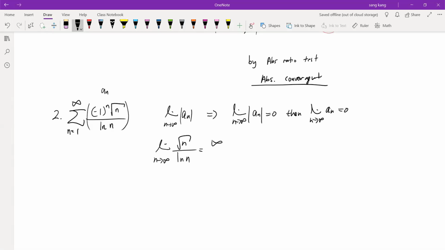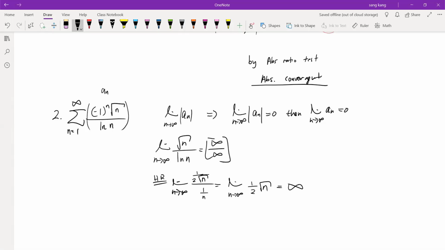Well, if we apply the limit, this is infinity over infinity. Let's apply L'Hopital's rule. So this will be 1/2 root n over 1 over n, right? And then before evaluating, we can do some cancellations here. We can bring this 1 over n to the numerator and combine it with this guy, right? So this will be 1/2 root n, and this goes to infinity.